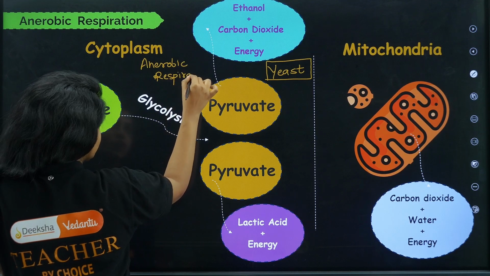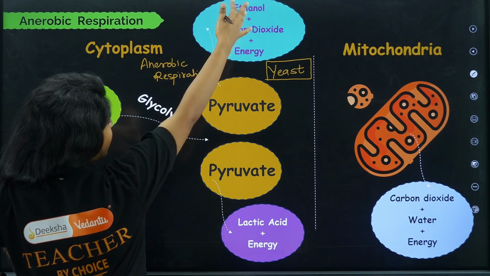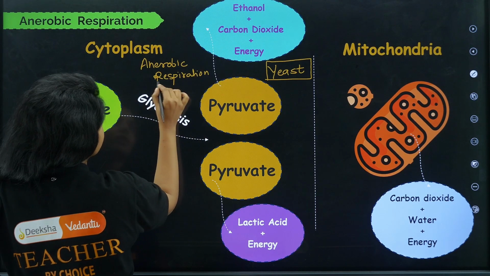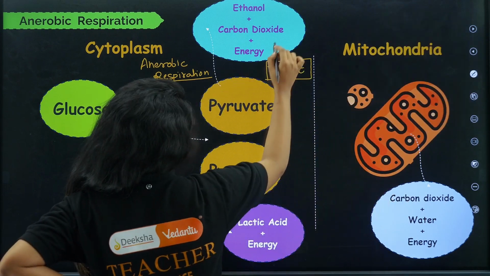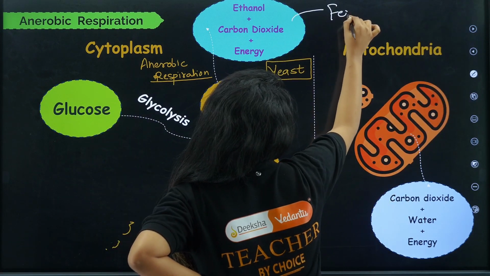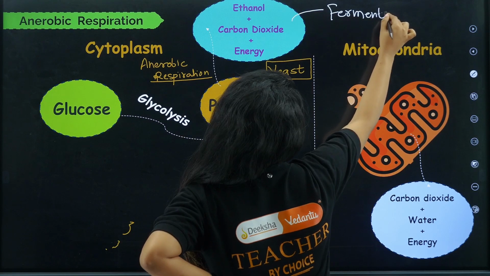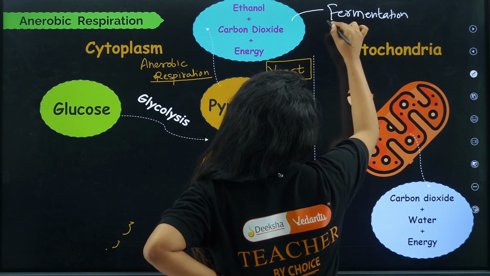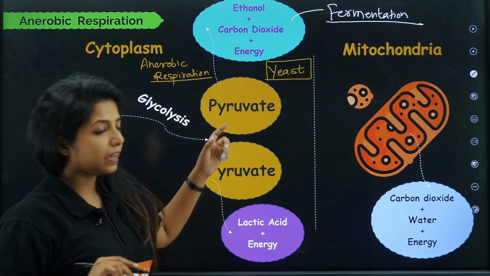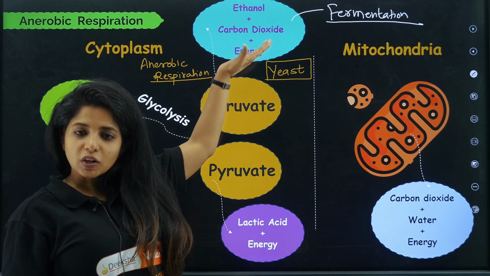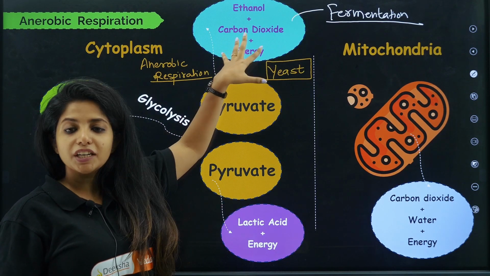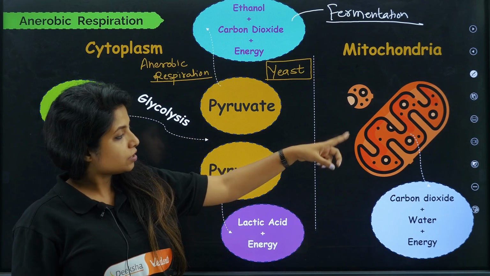And in yeast, you call this process of making alcohol as what? You call this whole process, I'll write it, fermentation. So in fermentation, what happens to the pyruvate? The pyruvate basically forms ethanol, carbon dioxide and energy. So carbon dioxide and energy is kind of common here and there. Water is not being formed here.